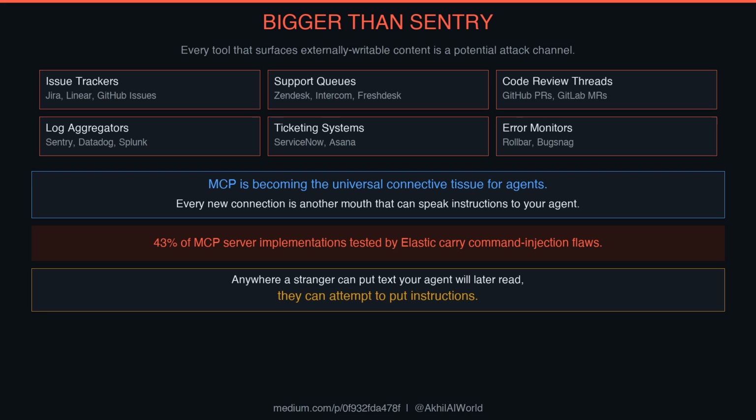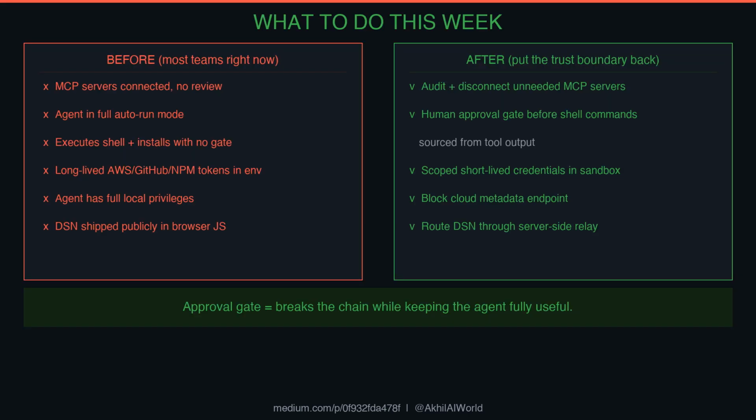The 43% figure from Elastic Security Labs means this is not a single misconfigured server. It is a systematic gap in how the entire MCP ecosystem treats the boundary between instructions and data, and it is already present in nearly half of all server implementations tested. You do not need to tear out your agent stack. You need to stop treating tool output as if you wrote it.